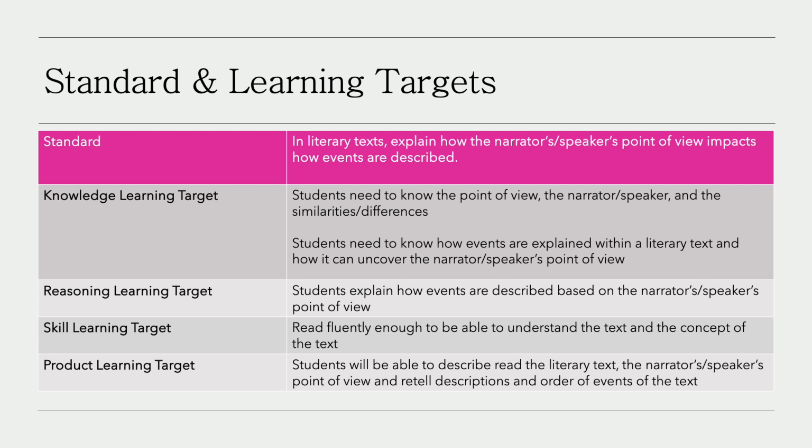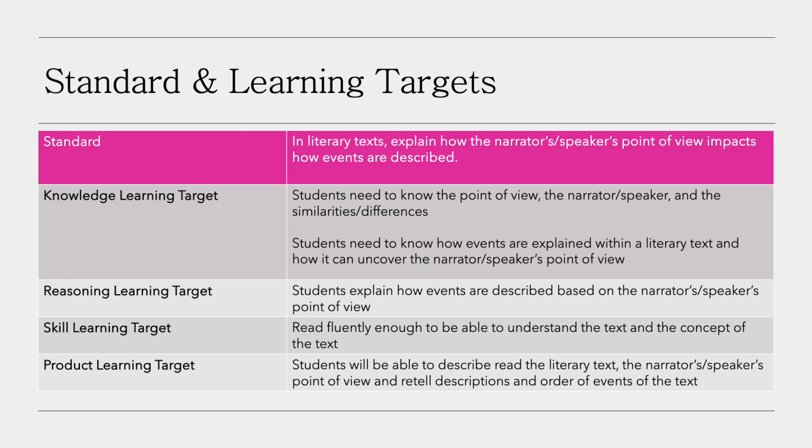The first learning target, or knowledge learning target, is for students to know the point of view, the narrator or speaker, and the similarities and differences within the literary text. Students need to know how events are explained within a literary text and how it can uncover the narrator or speaker's point of view. The reasoning learning target wants students to explain how events are described based on the narrator's or speaker's point of view.